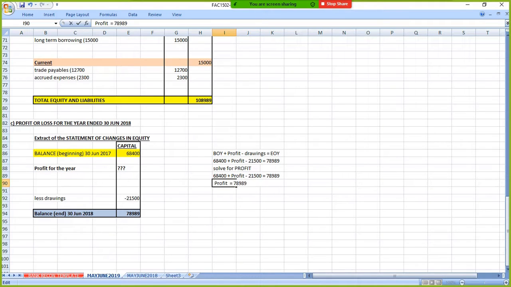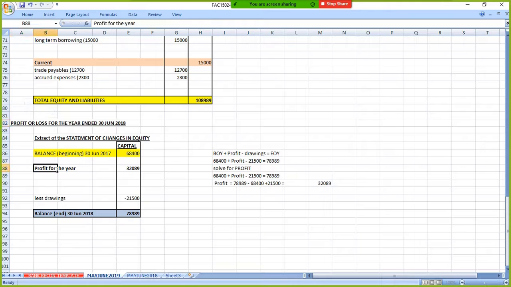The 68,400 goes to the left, it becomes a minus. The minus on the drawings goes to the right, it becomes a plus 21,500. Profit equals 32,089. There's your profit figure. Now you know what it is. You can work back or work forwards now and check it. Let's check if it adds up: this plus that minus that gives me the same answer. It's correct. So that's the answer to C.